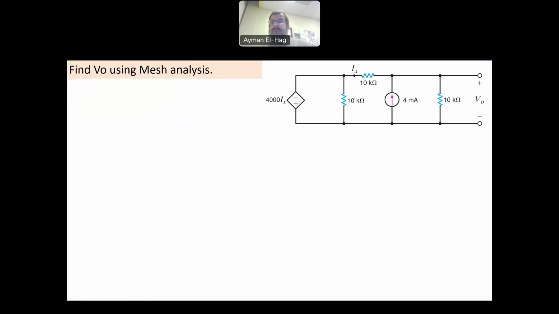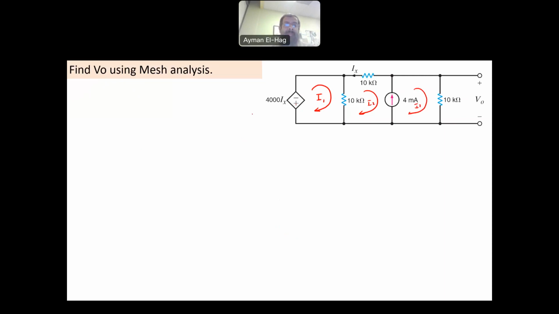We need to find, in this question, what is the V out of this circuit. We have here a current dependent voltage source. It's 4000 Ix, and Ix is the current in that direction. Again, this is using mesh analysis, so we start by assuming the loop currents: I1, I2, and I3. Starting from loop number one, we have a resistor and voltage sources.